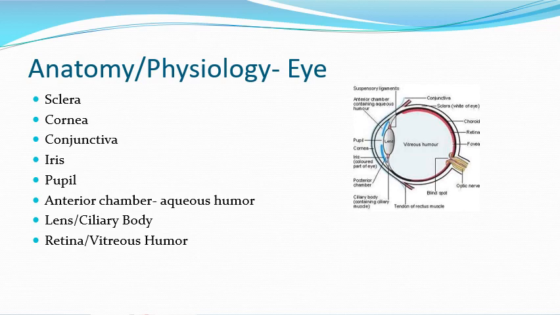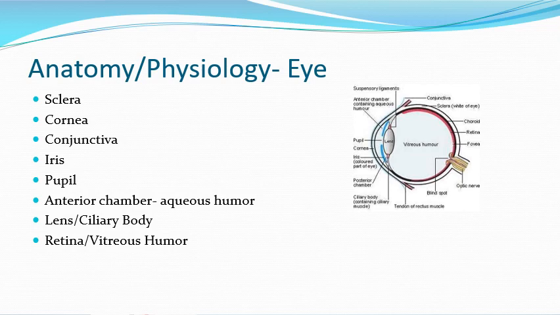Within the retina, you have a couple of important structures. You have the macula, which is responsible for detailed central vision. And then you also have what's called the fovea, which is located within the retina as well. That also is responsible for central vision, but it's responsible for even sharper details when you're looking at central vision.